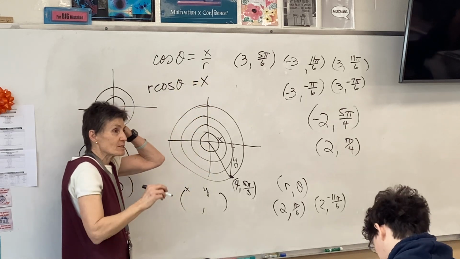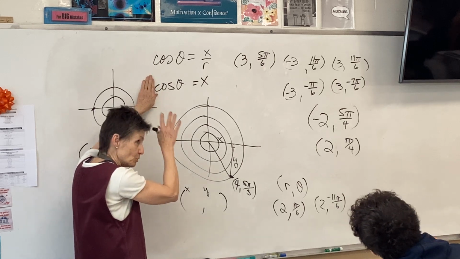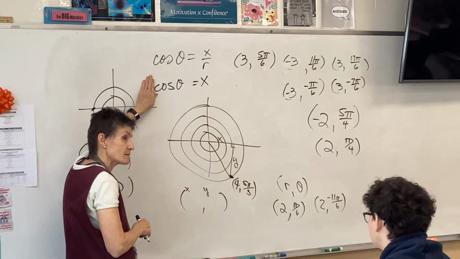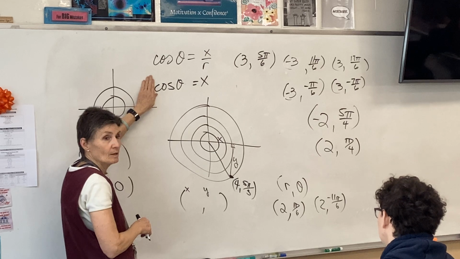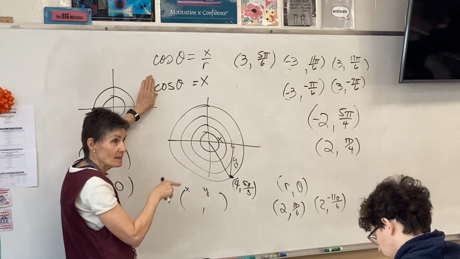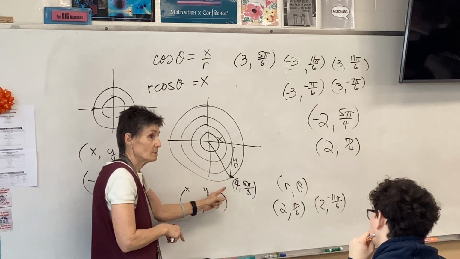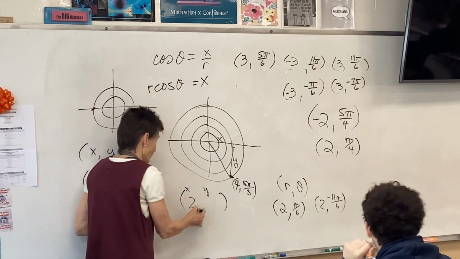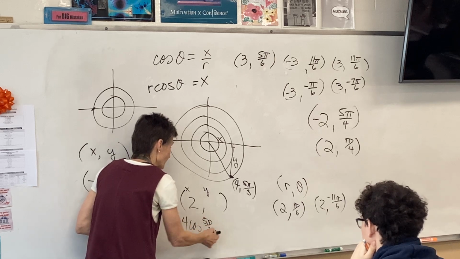So what Bennett just said is, from the unit circle, you know what the cosine of 5 pi over 3 is. What's the cosine of 5 pi over 3? Positive 1/2, right? So if I times that by 4, then I'll have my x value. So what's my x value? 2. 4 cosine 5 pi over 3.